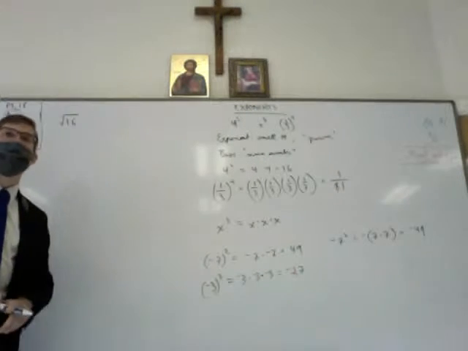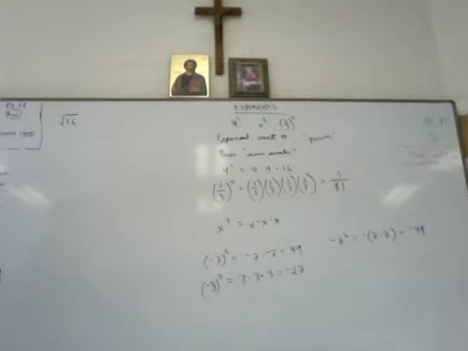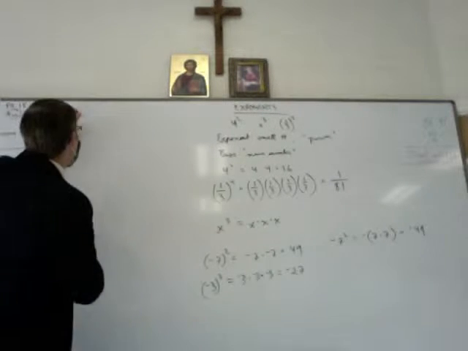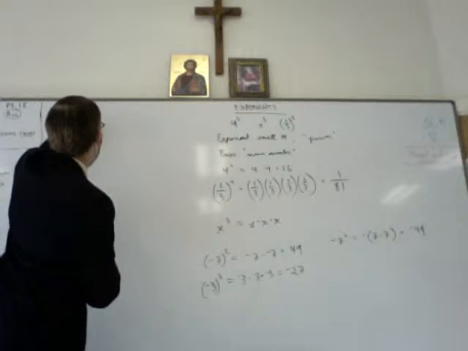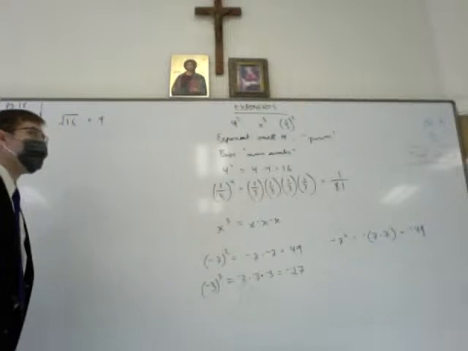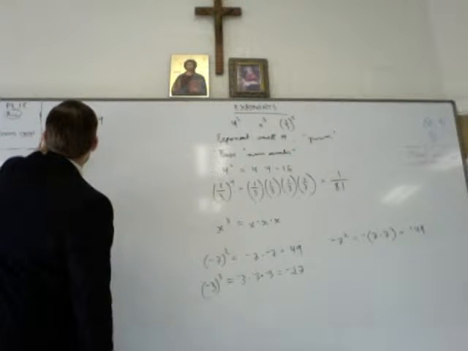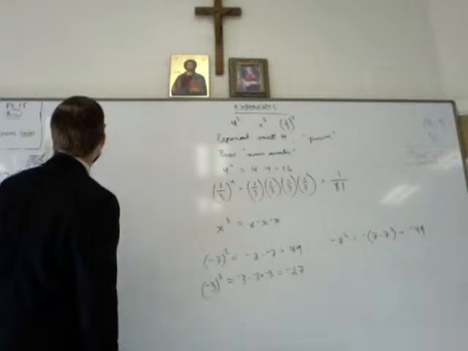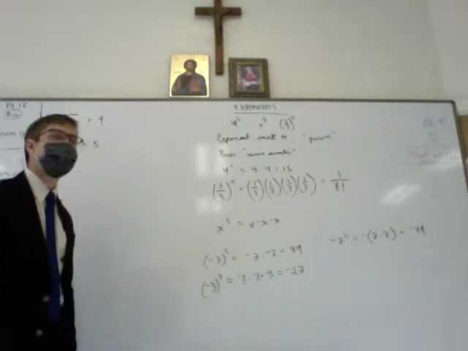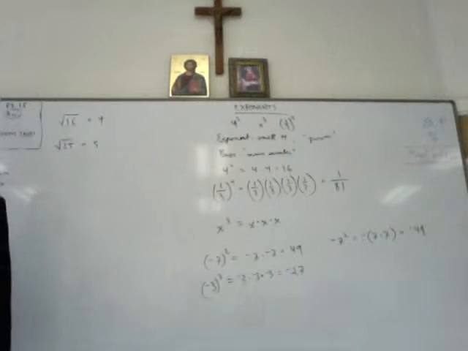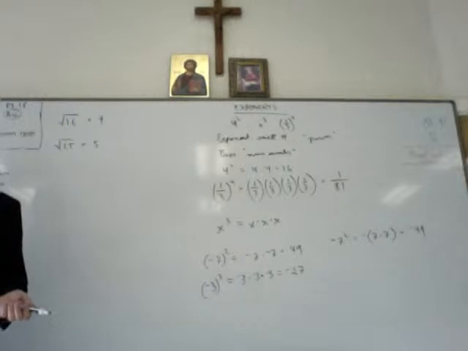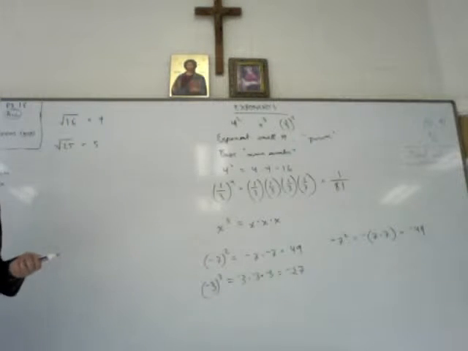This symbol means the square root of. It means what number multiplied by itself will give me 16? 4. What about 25? 5. Okay, you should know the square roots up to about 12 or so, because that's part of your times table. Right? The square root of 144 is 12, because 12 times 12 is 144.